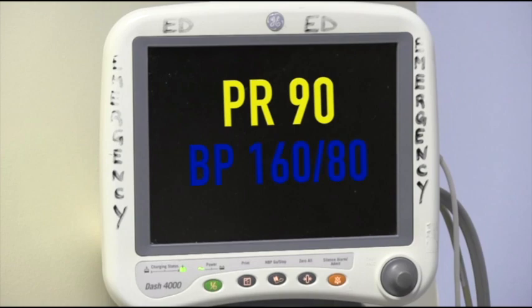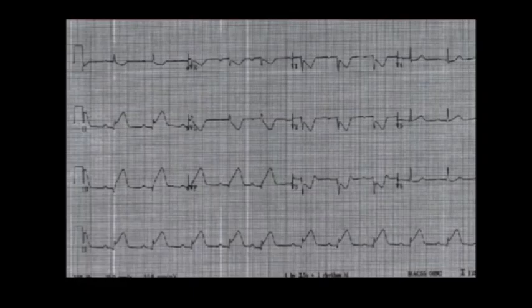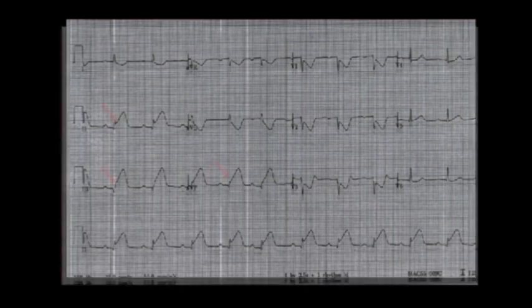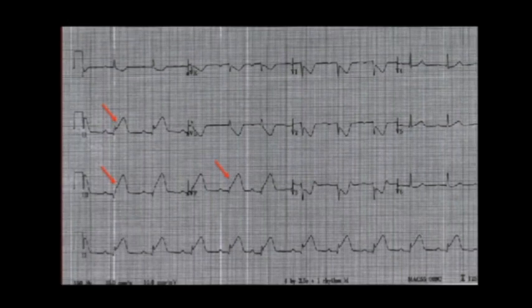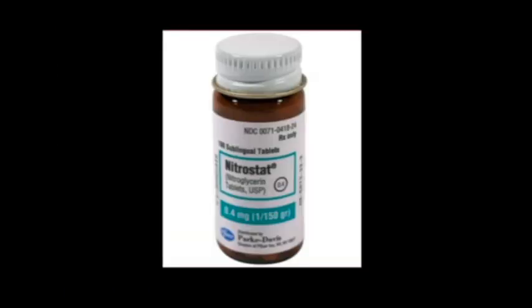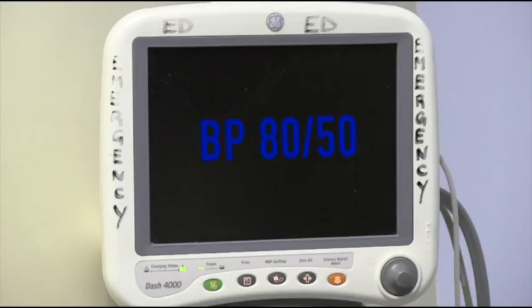You suspect he is having an MI, so you obtain an EKG. Since you already watched the lecture on identifying STEMIs, you correctly interpret this EKG as an inferior wall ST elevation MI. You give the patient nitroglycerin to try to dilate his coronary arteries and relieve his pain. Shortly thereafter, the patient becomes pale and diaphoretic. His repeat blood pressure is 80/50.